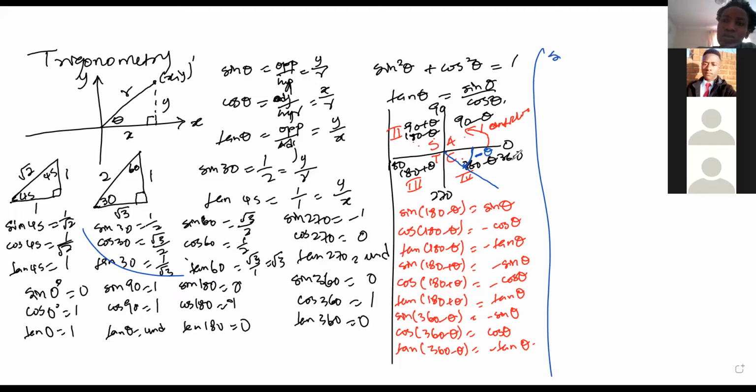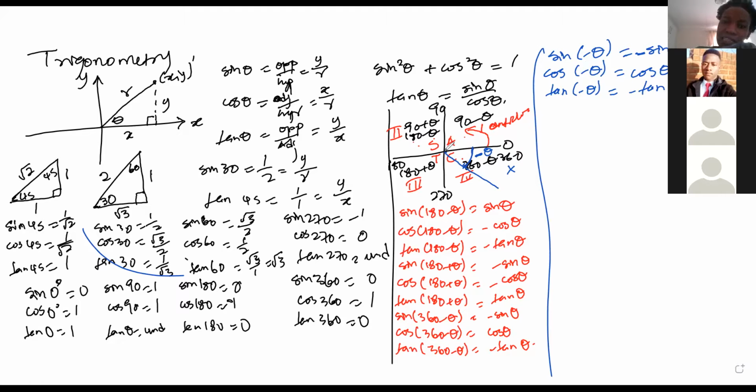So sine negative theta becomes negative sine theta, because this is the fourth quadrant, and in the fourth quadrant sine is negative. Cos negative theta becomes positive because in this quadrant cosine is positive. Tan negative theta becomes negative because tan is negative in there.